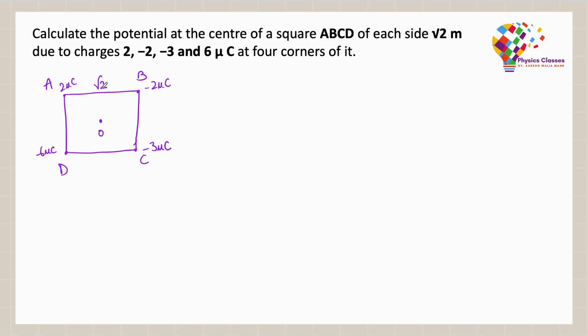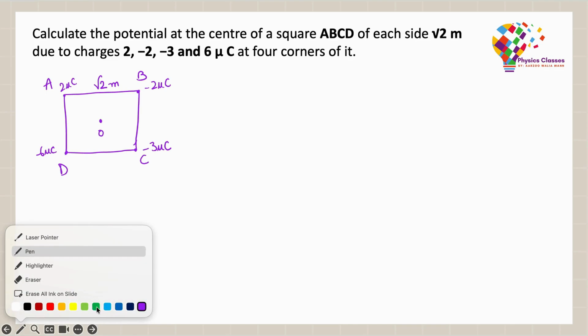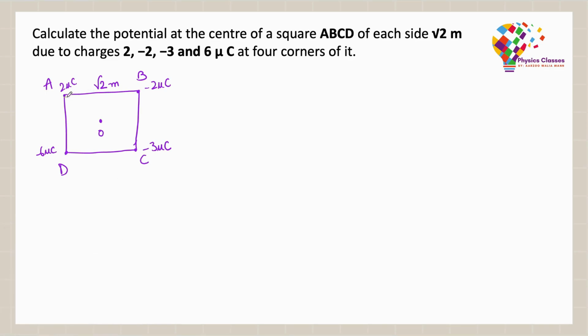Now the side is given to me as root 2 meters. Now further over here, if you look in carefully, we can simply say that all these distances are equal. So I can say that OA is equal to OB is equal to OC is equal to OD, since it is a square. Also, these are 90 degrees because we know that the diagonals of a square bisect each other at right angles. So if this distance is R, this distance would also be R.